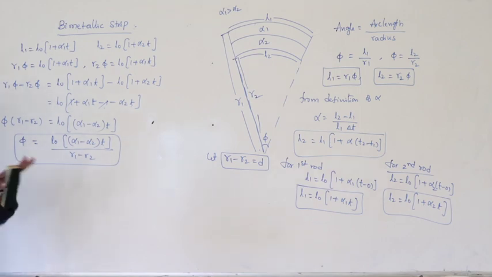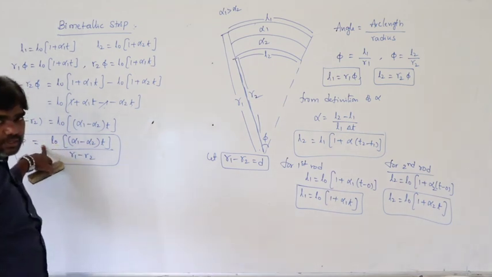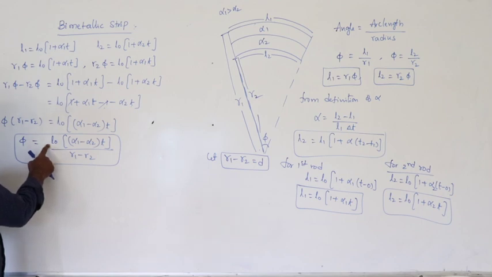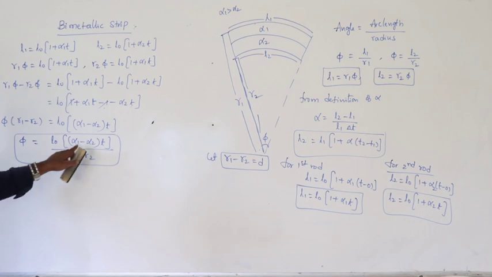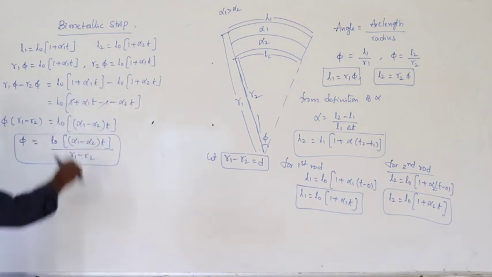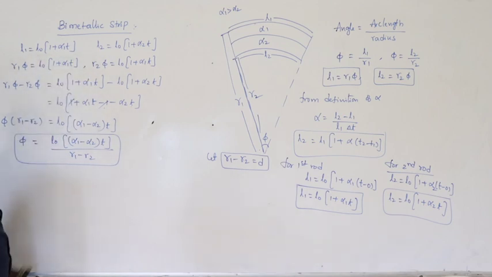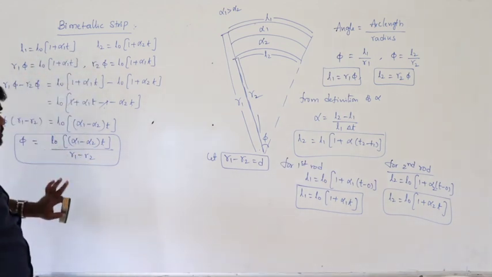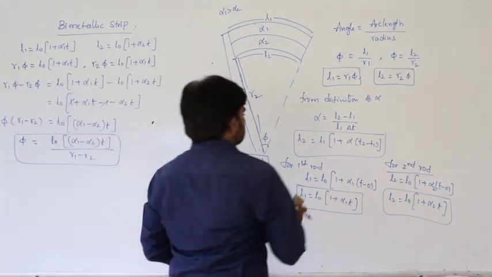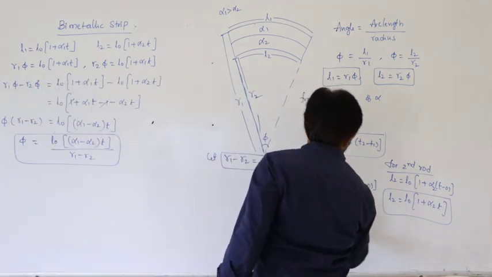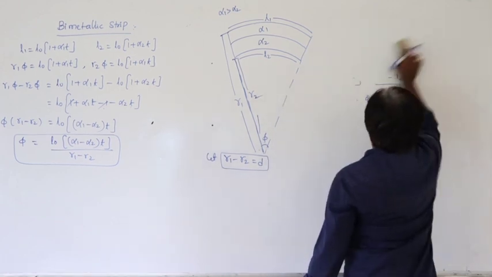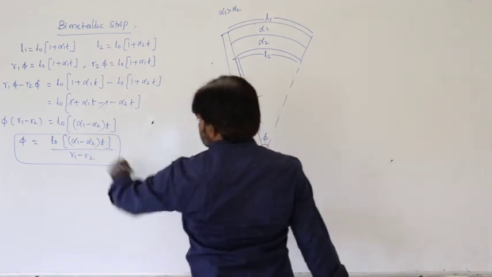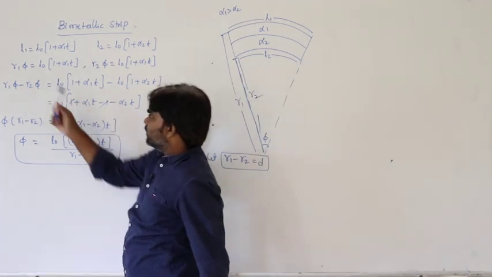If the bimetallic strip bends, what is the angle subtended at the center? L naught is the initial length, T is the rise in temperature, R1 and R2 are the radii of curvature, and alpha 1 and alpha 2 are the coefficients of linear expansion. L1, L2 are R1 phi, R2 phi based on this. So here we got phi like this. Here I did R1 phi minus R2 phi.